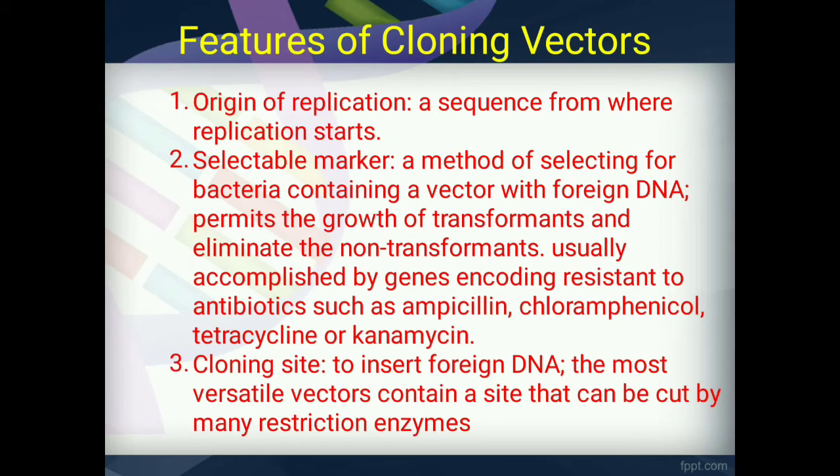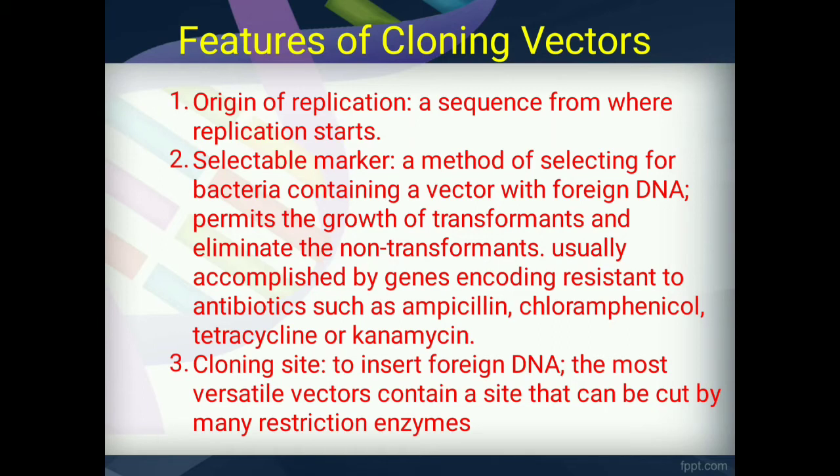Features of a cloning vector. Origin of replication: a sequence from where replication starts. All of you know what replication is: making its own copy. The second is a selectable marker, a method of selecting for bacteria containing a vector. Now always remember, vector means a carrier.